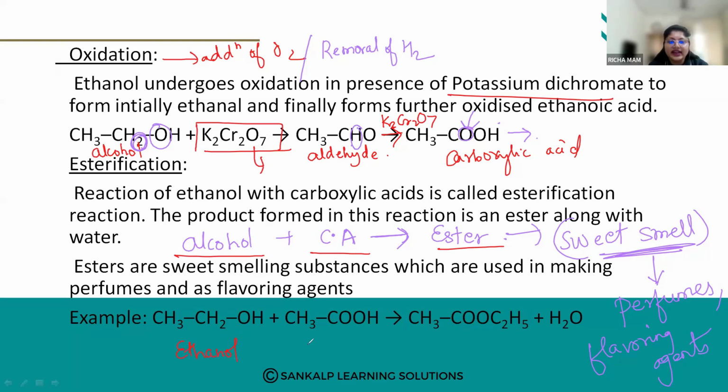CH3CH2OH, esterification, reacting with ethanoic acid. Ethanoic acid is a carboxylic acid, COOH, to give you what? Ethyl methyl ester. So you can see CH3, C double bond O, C2H5. So this is the ester which is formed.